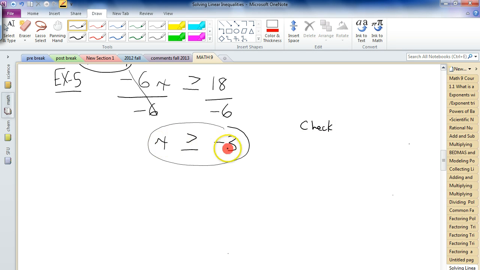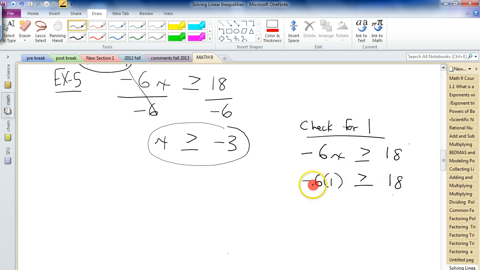So we have to check for any number that is greater than negative 3. X is greater than or equal to negative 3. So let's put 1. 1 is greater than negative 3. So let's check with 1. Our original inequality was negative 6x greater than or equal to 18. If we put a 1 in here, negative 6 times 1 is negative 6, greater than or equal to 18.